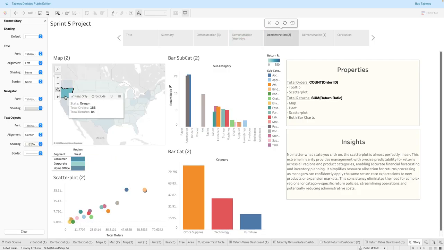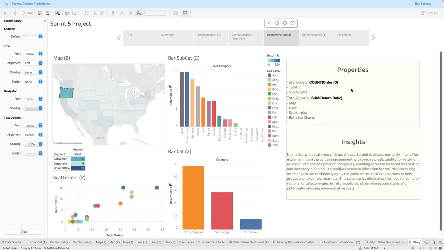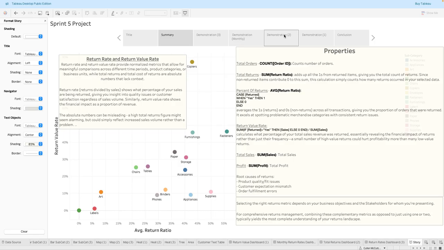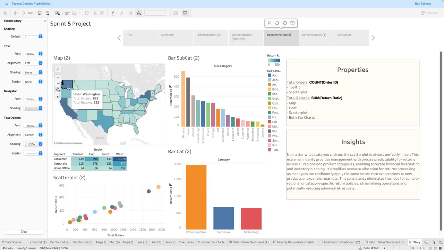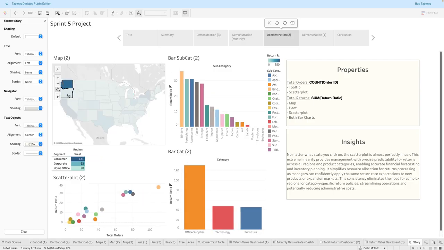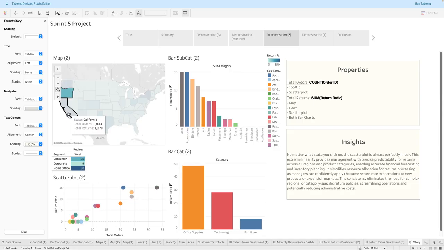Now, this map shows total orders and total returns, the 2 metrics described here. And although they are not as comprehensive, they still tell a story. So from this dashboard I gathered, if you look as you click on all these states, you'll see that there is a very linear quality to the scatter plot.